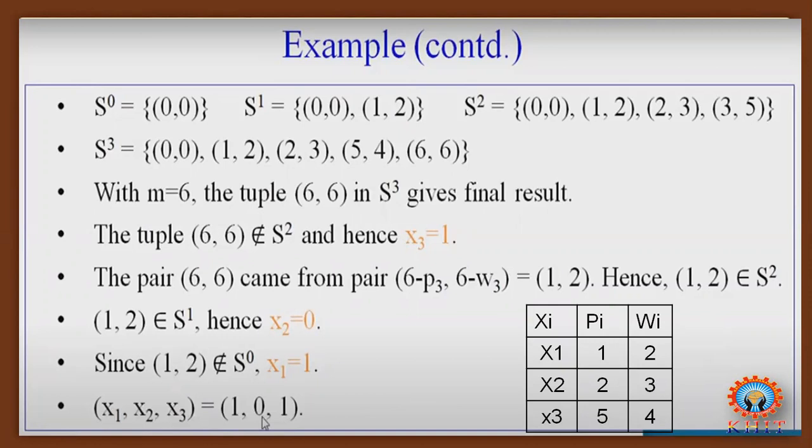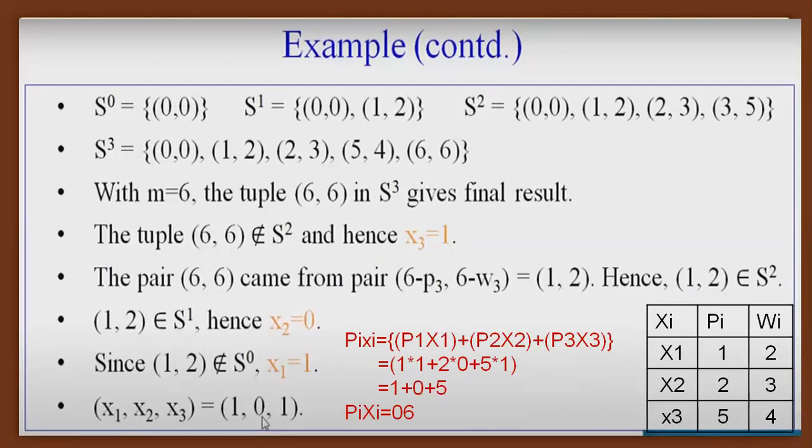Once the bag is filled with item 1 and item 3, finally you can compute the total profit, how much you will get. So once you fill the bag with item 1 and item 3, you need to find the profit, that is the sum of PiXi that you need to calculate. How to calculate the value of the sum of PiXi? P1x1 plus P2x2 plus P3x3. Substitute the values of P1x1, P2x2 and P3x3, and finally you will get the profit of 6.